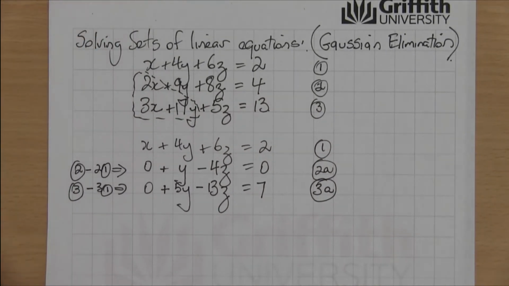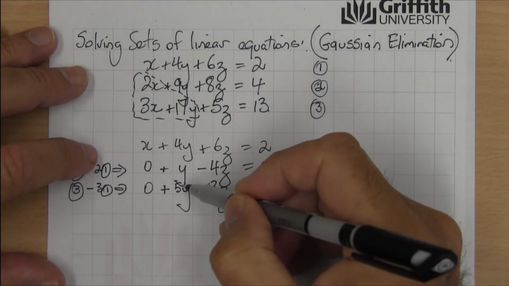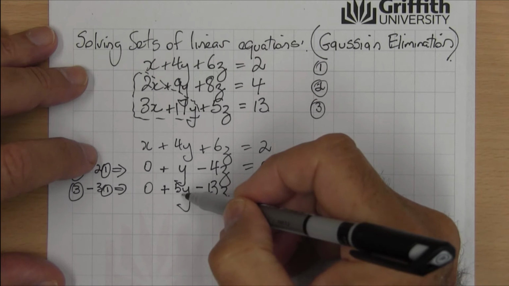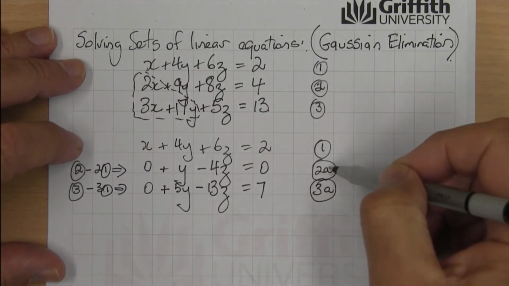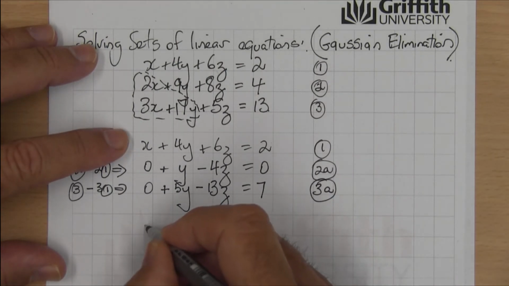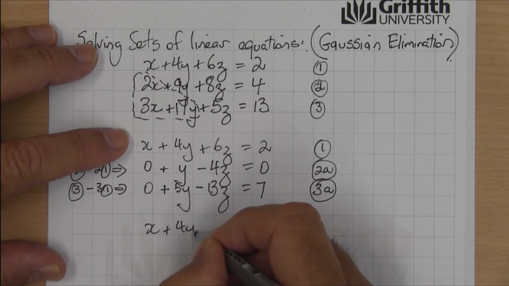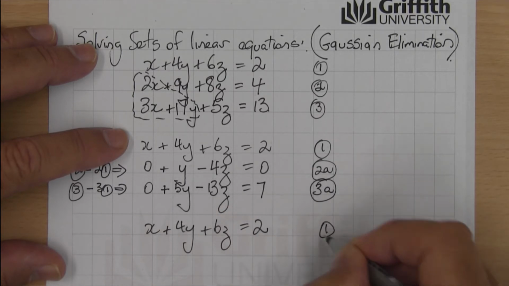Now our next step is to get rid of the 5y here, and we'll just use equation 2a, a multiple of that combined with that. So equation 1 hasn't changed, so we've got x plus 4y plus 6z equals 2. That's still equation 1.